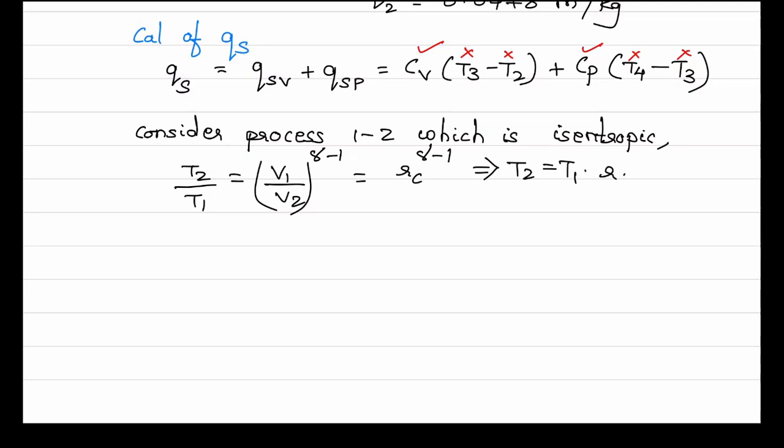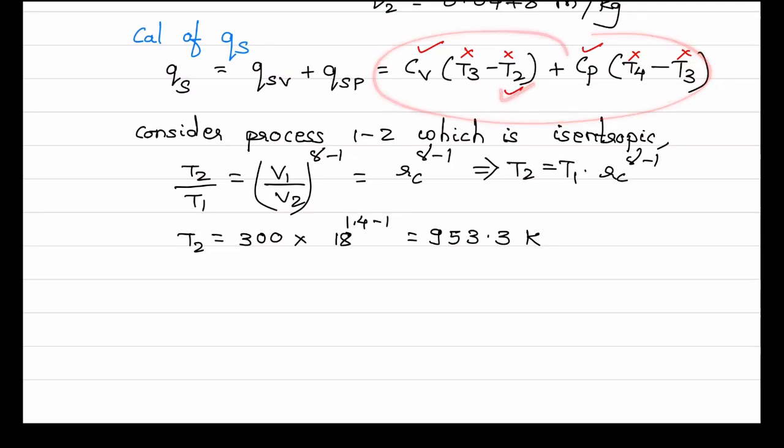So T2 is equal to, what is T1? 300 Kelvin into RC, which is 18, gamma for air is 1.4, minus 1. If I find this value of T2, it comes out to be 953.3 Kelvin. So we now have this value of T2. Next, what we want is T3, and then we will calculate T4.